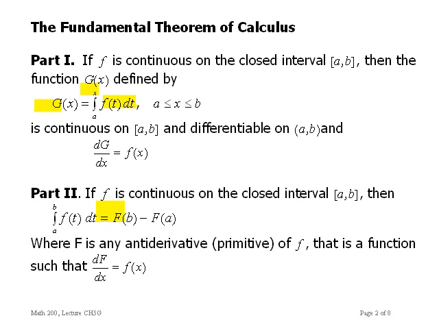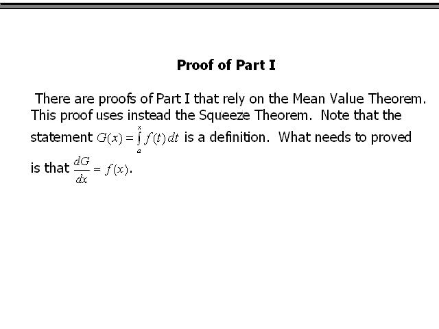And remember that the antiderivative is really a family of functions. This proof for part 1 will rely on the squeeze or sandwich theorem. And note what needs to be proved. What needs to be proved is that g is a primitive of f, not this statement. This statement is a definition.